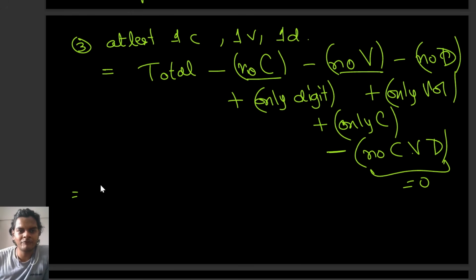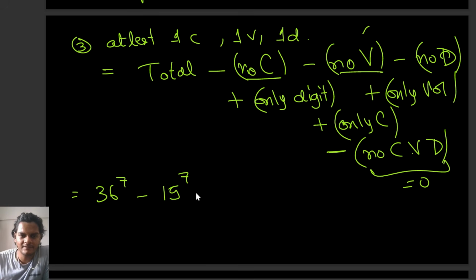So what would be the total? Total will be 36 power 7 minus no consonants. No consonants meaning how many options do we have? That means only vowels and digits. Only vowels and digits. So what is that? Only vowels and digits would be vowels are 5, digits are 10. So 50 power 7 minus only no vowels meaning 21 plus 10.